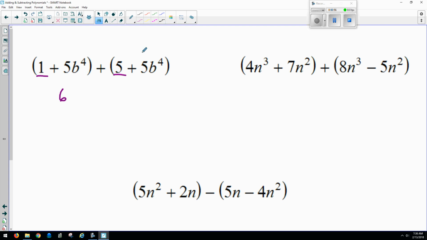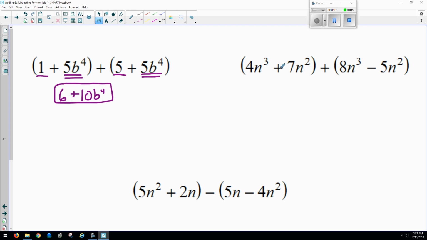And now I'm going to look at the other terms, which both have a b to the 4th power. So I'm going to put 2 underlines under those. They have the same variable, same exponent for both. So I'm just going to combine them by adding the coefficients. That becomes 10b to the 4th power, and there's nothing else that I can do there. So you leave the exponent the same, you're just combining the coefficients. And these are not like terms, so I can't combine those at all.